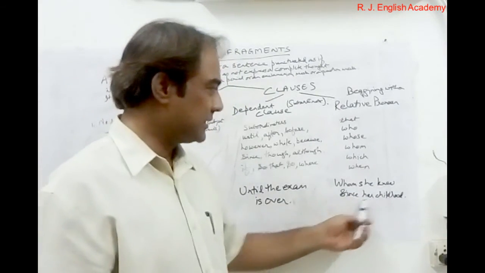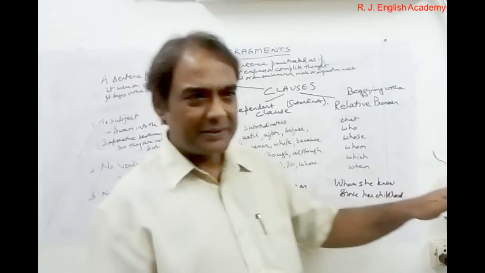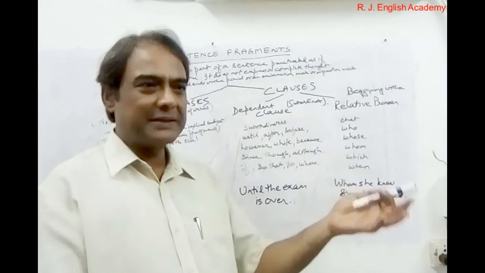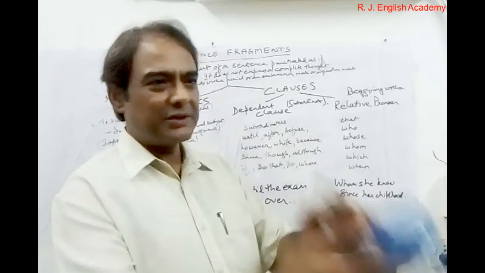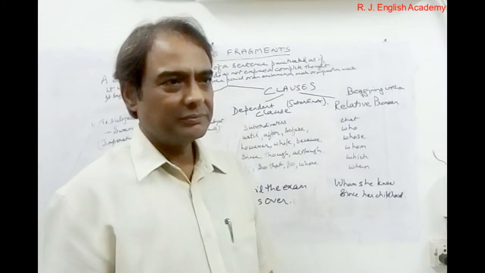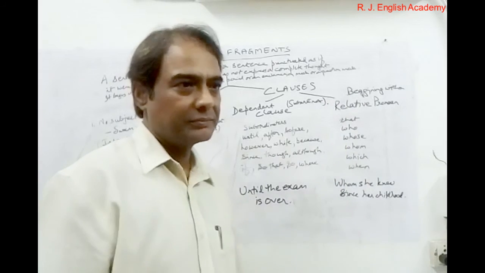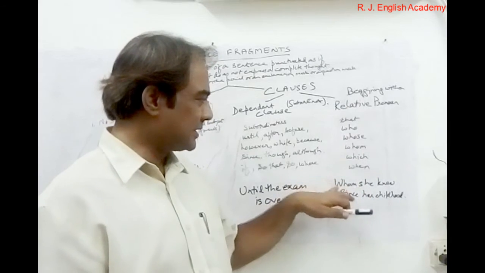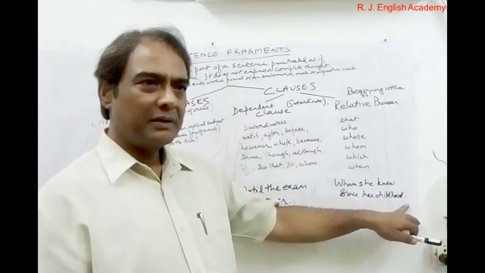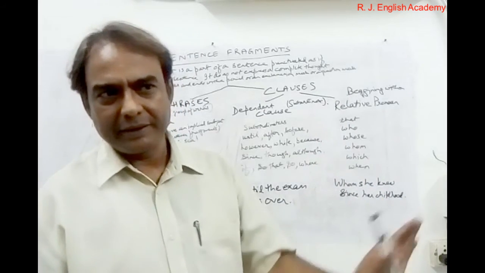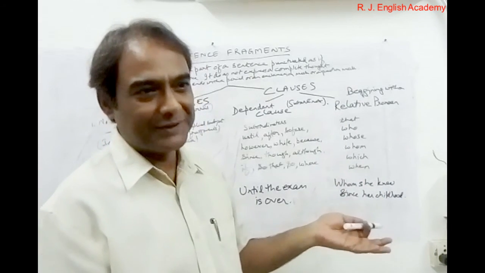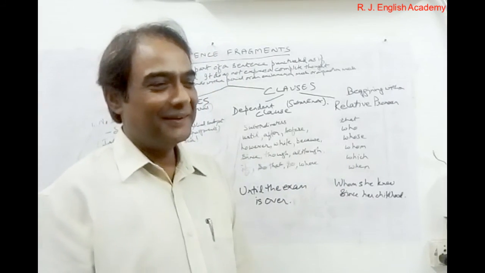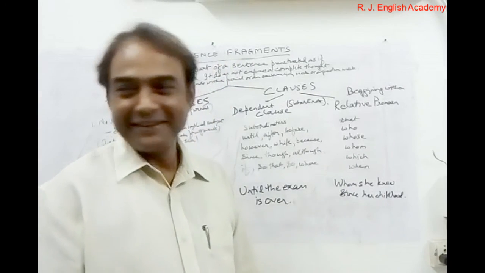Whom she knew since her childhood. She knows someone since her childhood and has met him after a long time, and someone asks, who is he? She says, whom she knew since her childhood. It's just a fragment. It looks like a complete sentence. It starts with a capital letter and ends with a period, but it has no complete meaning. It has a fragmented meaning. Okay, we move on.